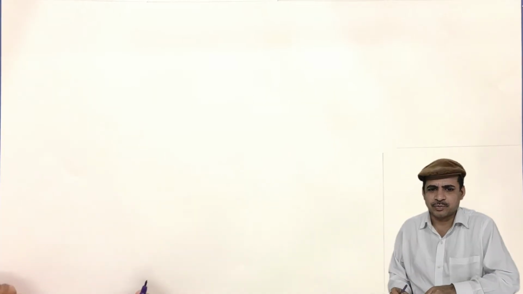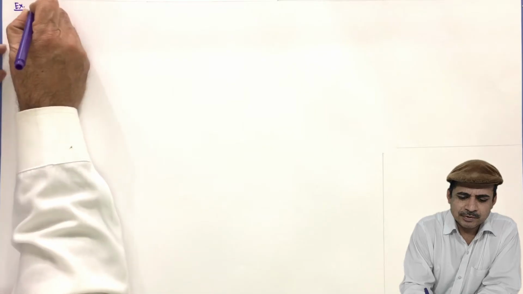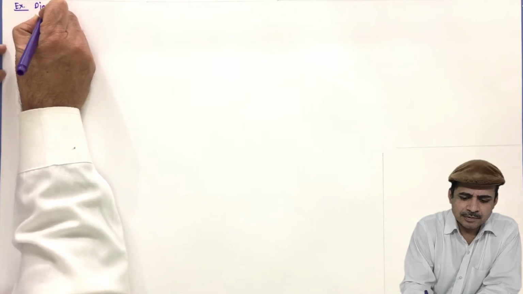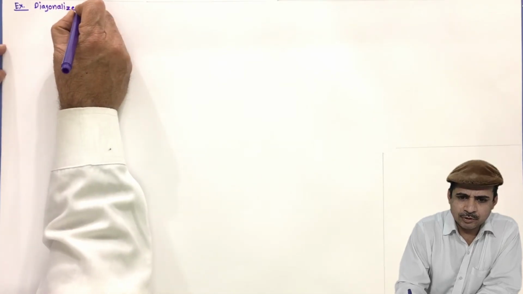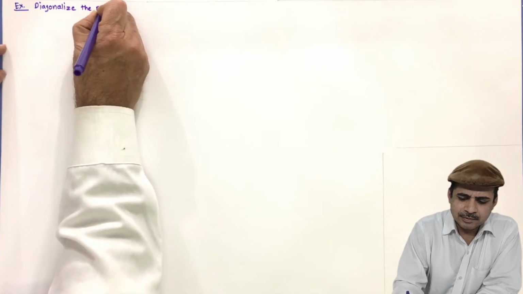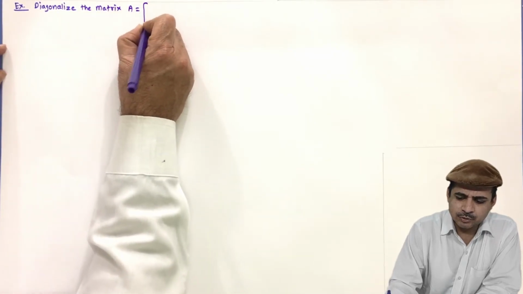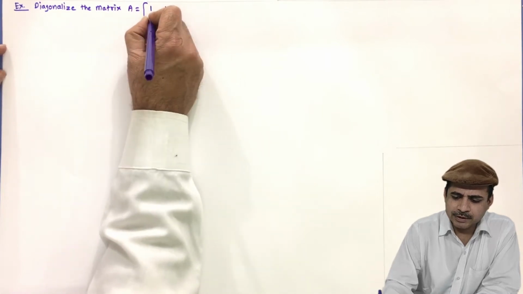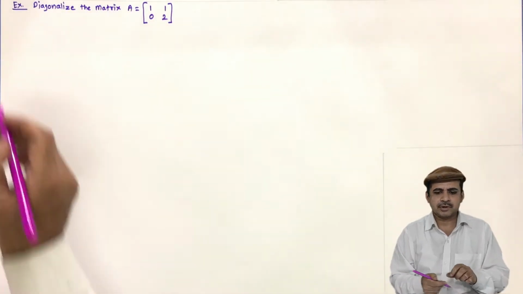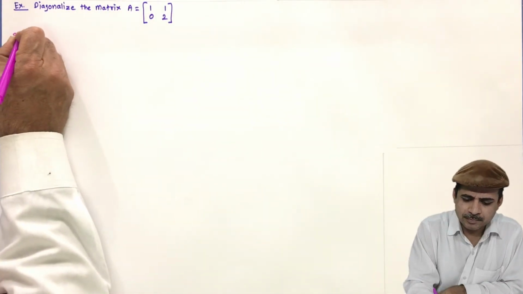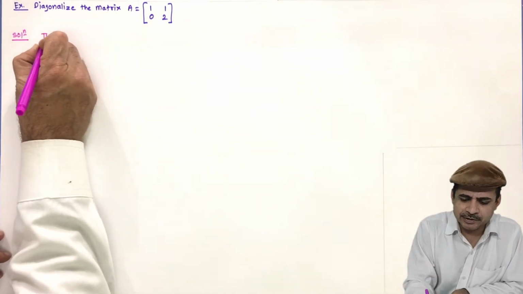Let us solve the first example: diagonalize the matrix A equal to [1, 1; 0, 2]. Solution. So we start with its characteristic equation.